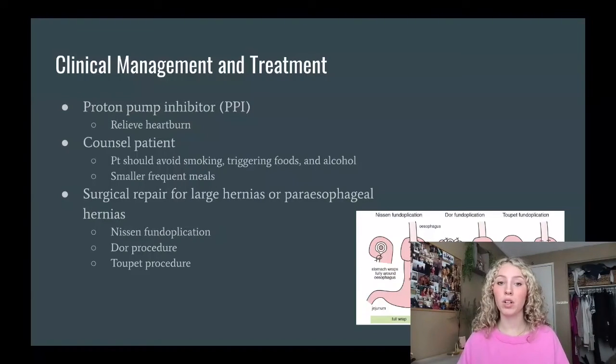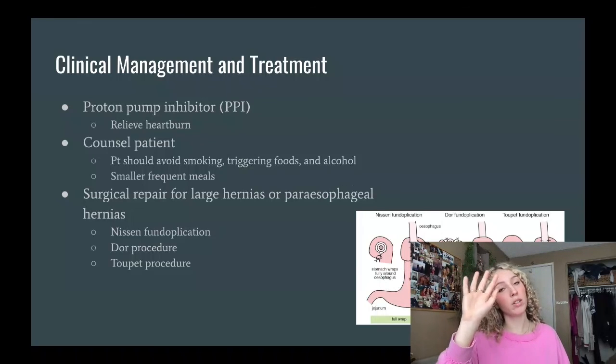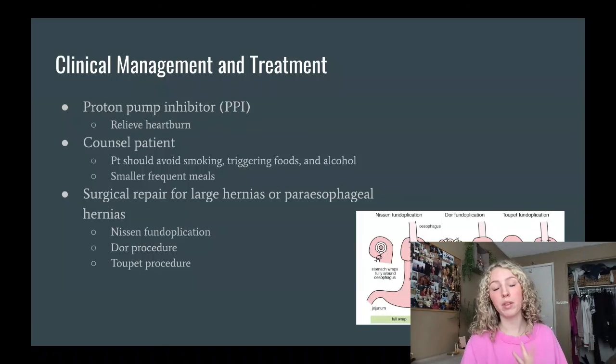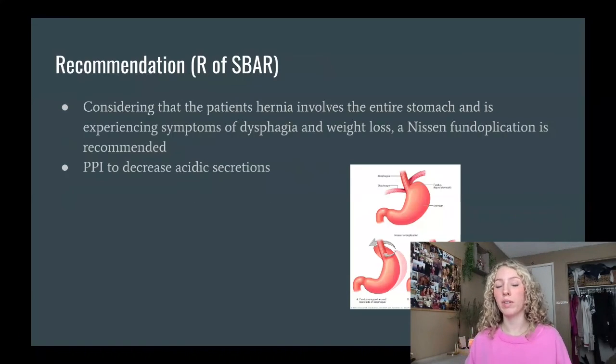Surgical repair for large hernias or paraesophageal hernias can also be done. We have the Nissen fundoplication, which is where we're going to take that stomach, wrap it all the way around the esophagus to put pressure on the LES. We can do the Dor procedure, which is where we're going to take the stomach, wrap it around the front of the esophagus, or we could do the Toupet, which is going to take the stomach, wrap it around the back of the esophagus. Recommendation.